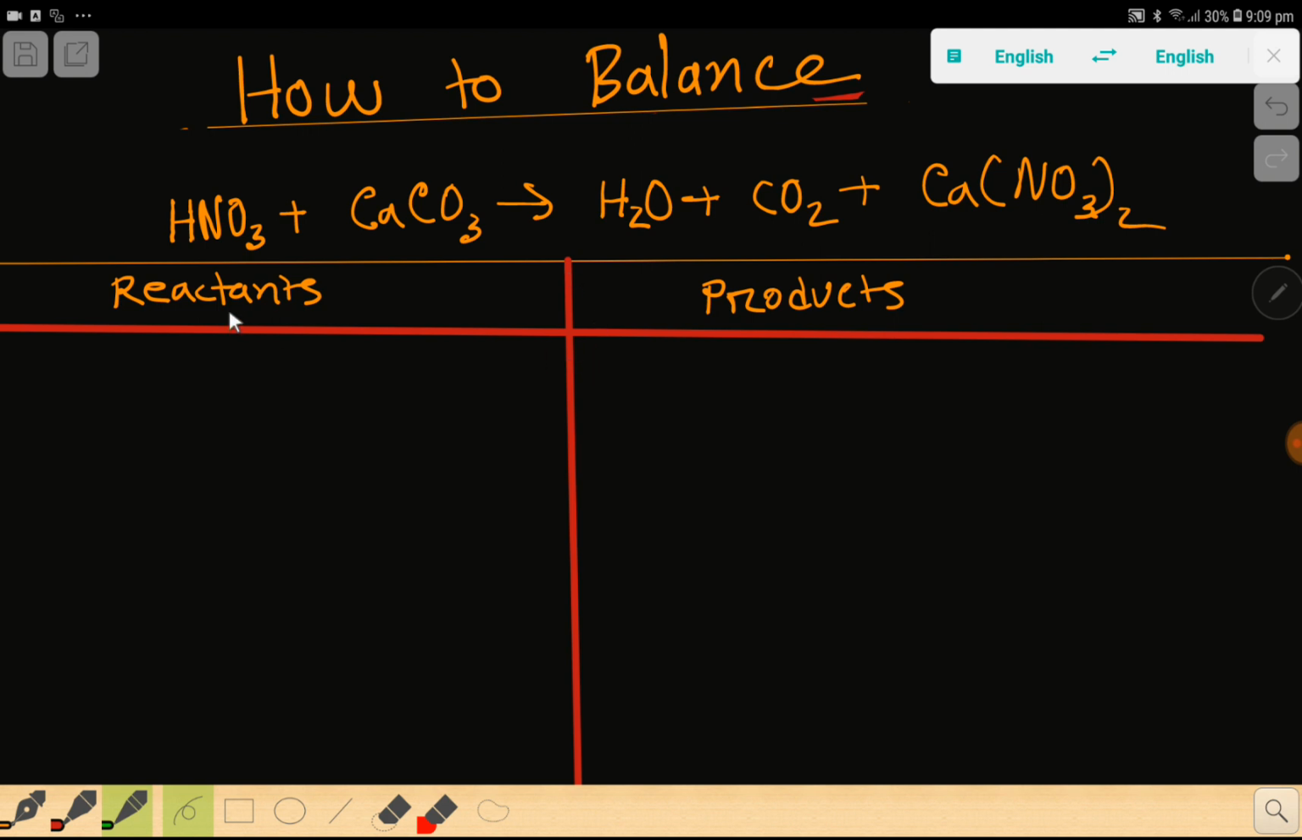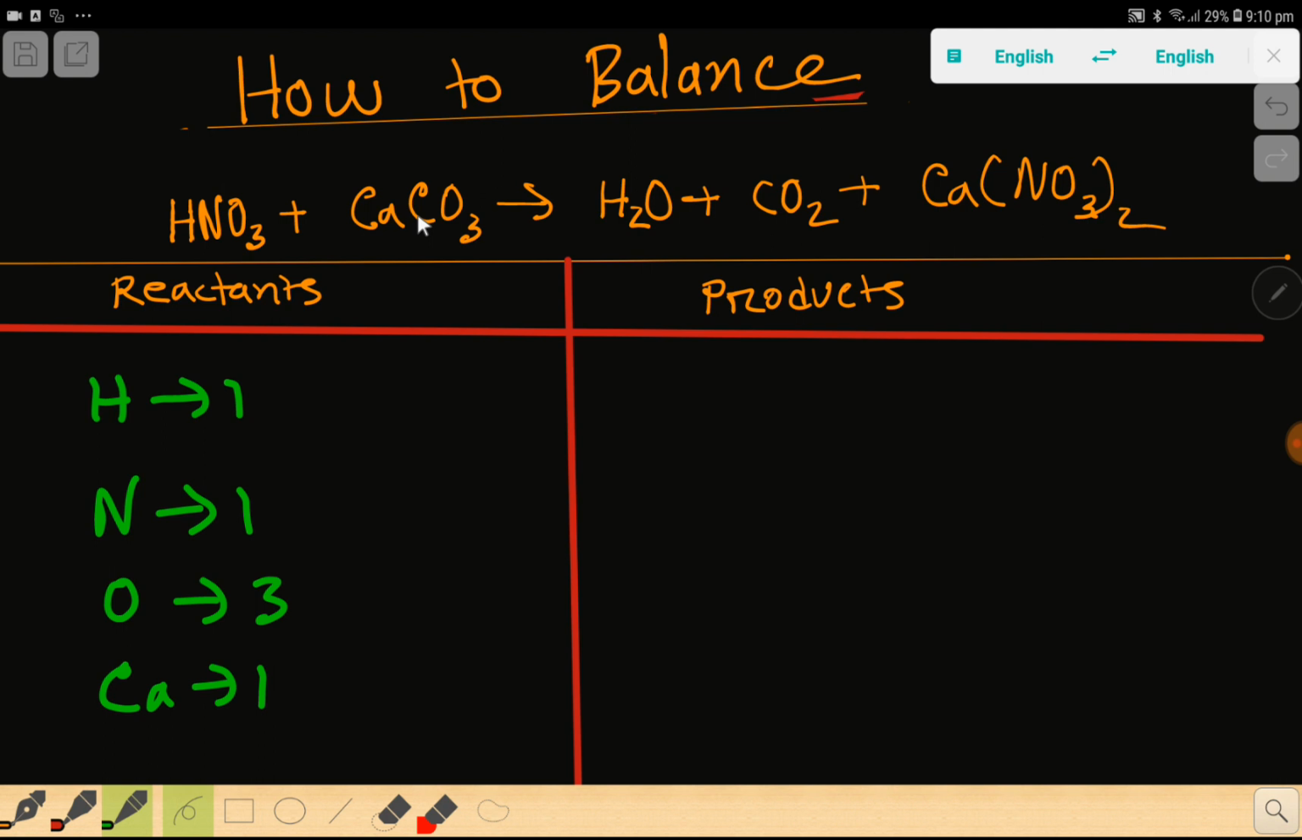Then this is reactant side and this is product side. So in the reactant side we have to count the number of atoms. So here hydrogen, the number of hydrogen is 1. Then here we have nitrogen, so the number of nitrogen is also 1 here. Then we have oxygen, which is 3 here. Then here we have calcium, and the number of calcium is 1.